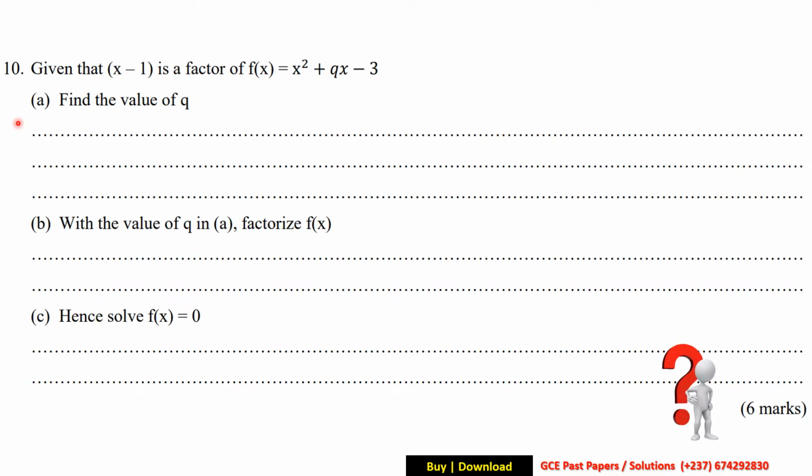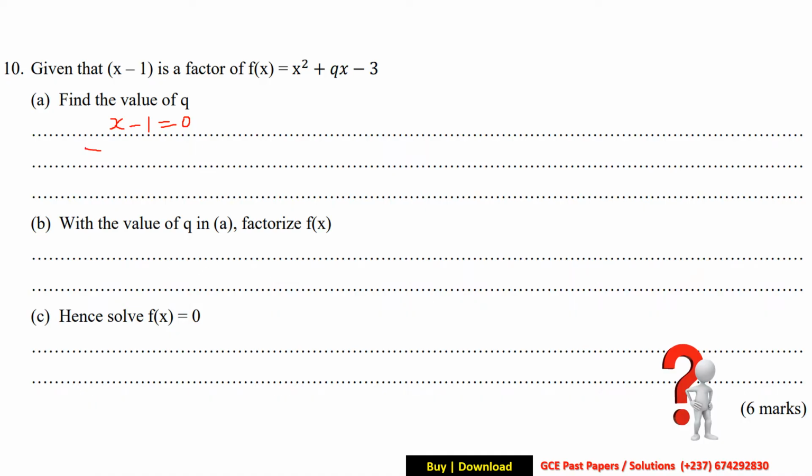Now question 10. Given that x minus 1 is a factor of f of x equals x squared plus qx minus 3, find the value of q. Now, if x minus 1 is a factor, what does that tell us? So you start by equating x minus 1 to 0. x minus 1 equals 0.